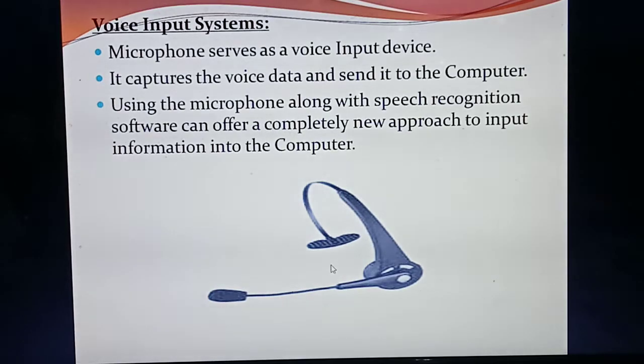That means whatever voice you give, it takes as input. It captures your voice and automatically sends it to the computer. You are speaking something, your speech is recognized by that particular mic and automatically connected to your computer, and your voice is converted to a certain format. For that, they use a software called speech recognition software. Understood? Which software? Speech recognition software. This software will automatically convert your voice into a particular digital format.